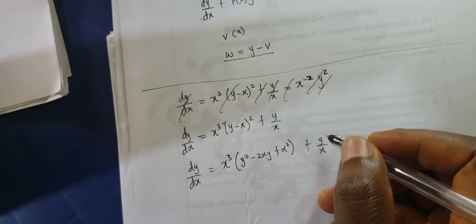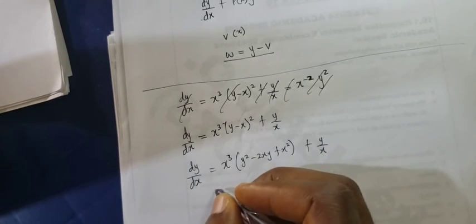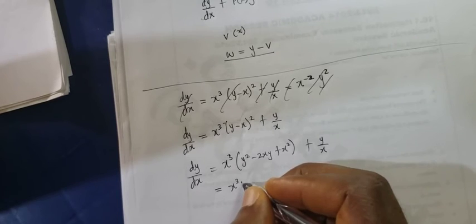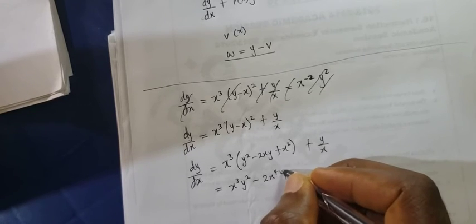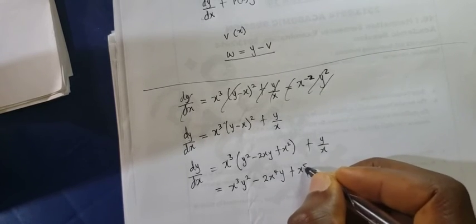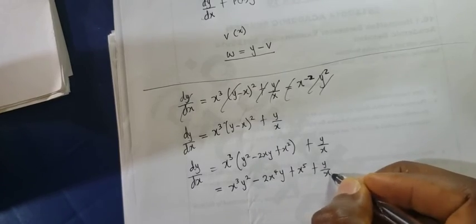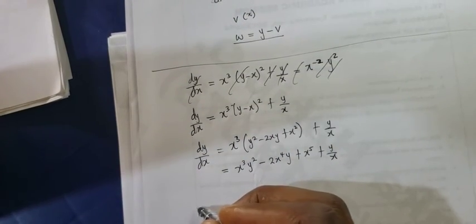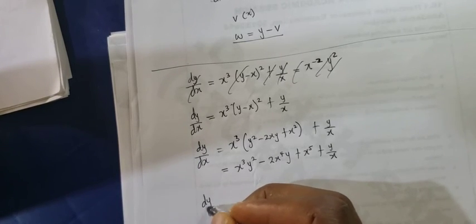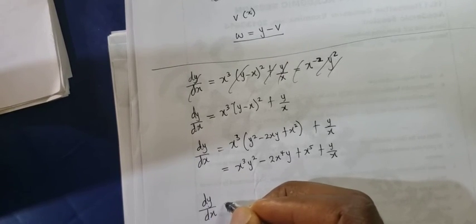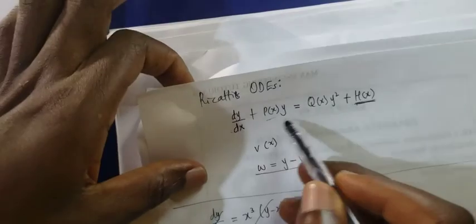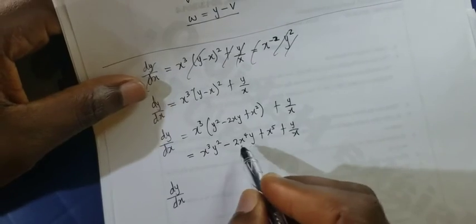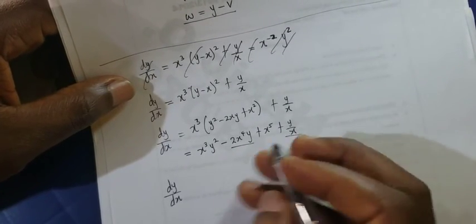At the end of the day, you're going to have something like this: x cubed y squared minus 2x to the power 4 y plus x to the power 5 plus y over x. Then we can move all the terms together just to have a form similar to our general form. So this is going to be plus p of x times y. That means those terms that contain y, we're going to move them. The terms that contain y squared are separate. So the terms that contain y here are this and this, and we'll move them to this side.